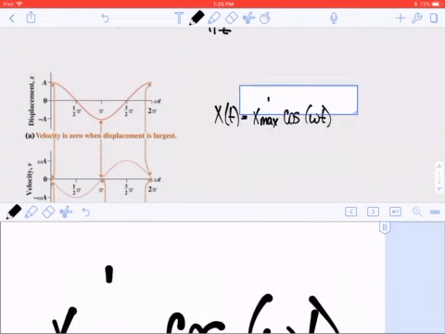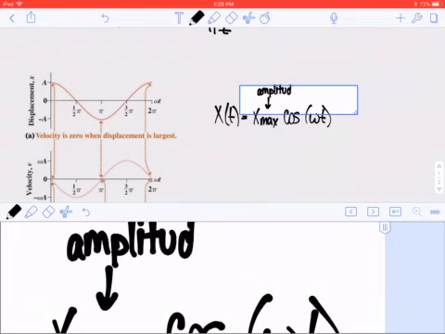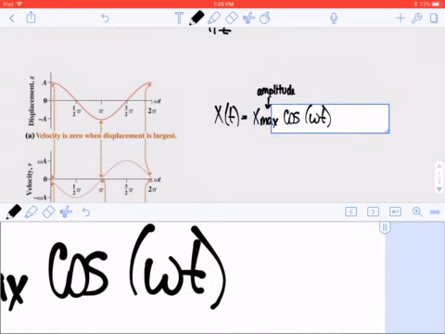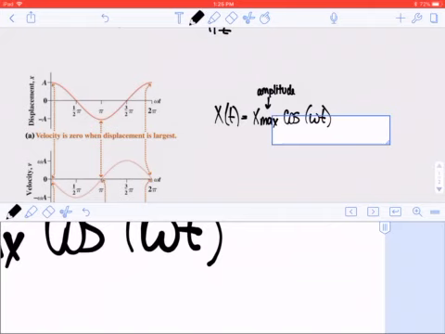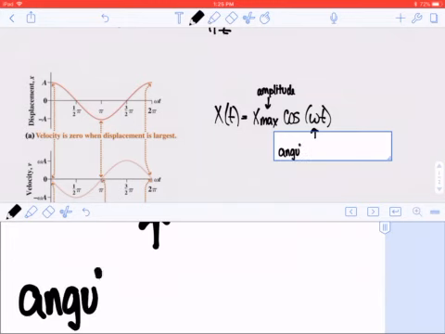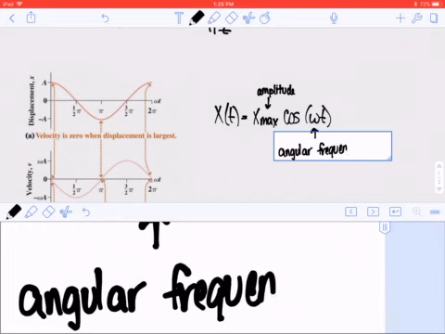Now, x max is my maximum displacement, or my amplitude, okay, times the cosine of omega t. Now, omega, if you remember from angular motion, omega was our angular velocity. This is angular frequency. It's very similar, but slightly different. Angular frequency is just the magnitude of our angular velocity. So I don't care about direction, okay? It's just looking at that speed.